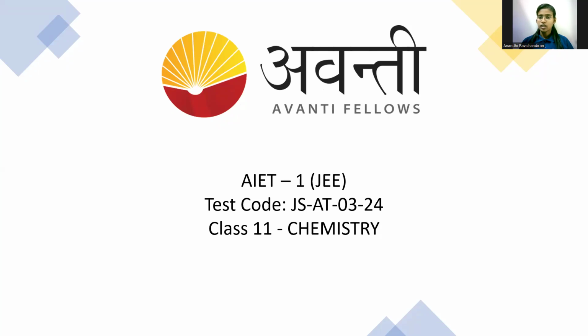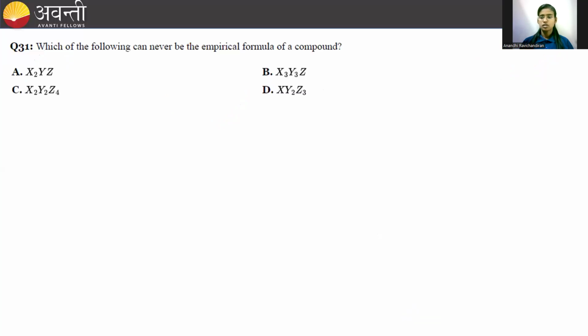So here we are going to discuss the AIET 1 JEE solutions of chemistry from class 11. Okay. So here I have selected some questions for you which are very important and the questions which you feel very difficult. Okay. So let's start from the first. The first question is on the screen.